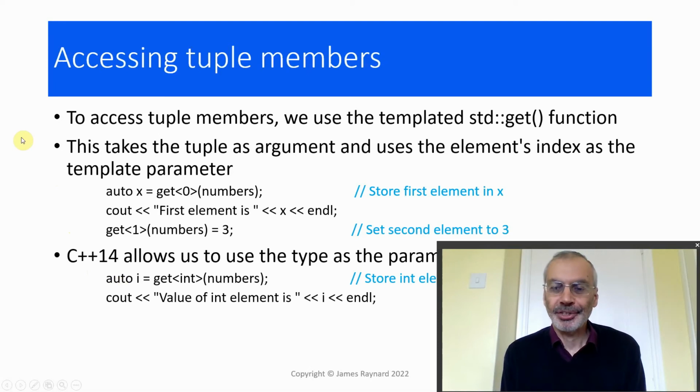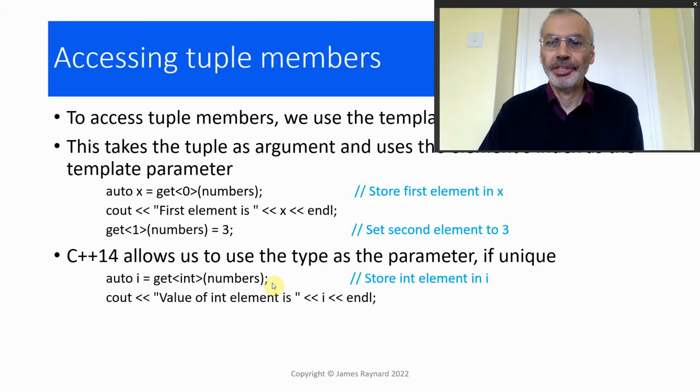This takes the tuple as argument, and then it has a template parameter which is the index of the element. So if we call get with parameter 0, that'll be the first element, and then we pass the numbers tuple. So this will return the first element of the numbers tuple. And we can also assign to the return value from get. So we can actually use get to set the value of an element, which is perhaps rather confusing naming. But that's quite common in C++, I'm afraid. So in this case we're getting the second element of numbers and setting its value to 3.